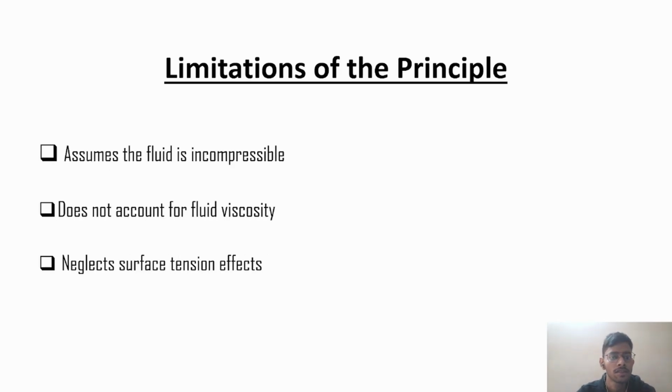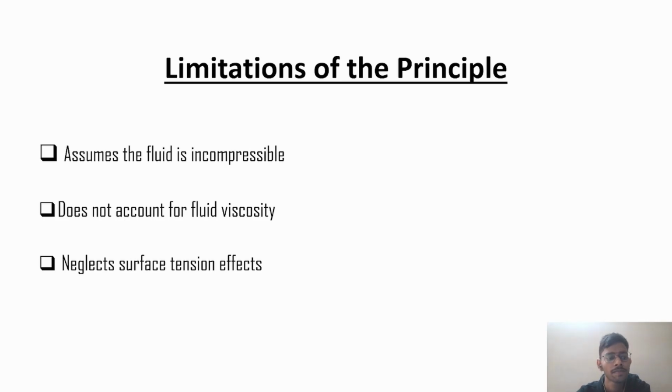There are some limitations of this principle. First, we have to assume the fluid is incompressible. So the first limitation is that the fluid should be incompressible in nature, and it does not account for fluid viscosity. This is the main limitation of the buoyancy and Archimedes principle. We also have to neglect the surface tension effect in the case of buoyancy and the Archimedes principle.